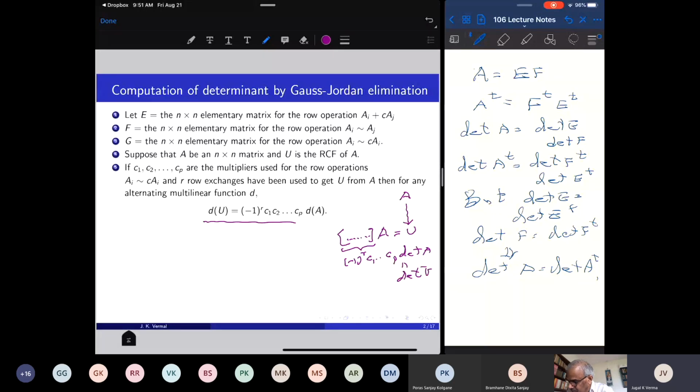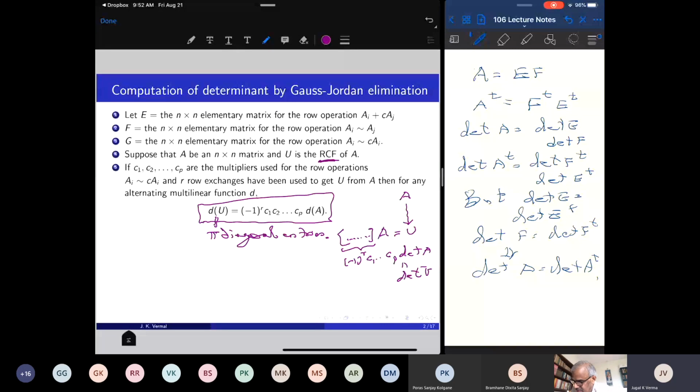So we have this formula. Now, U is an upper triangular matrix. U is the row canonical form, and the row canonical form is an upper triangular matrix, so its determinant is easily found. Determinant of U is the product of its diagonal entries. Right? But if U is the row canonical form, it is either going to have a zero row or it will be the identity matrix.